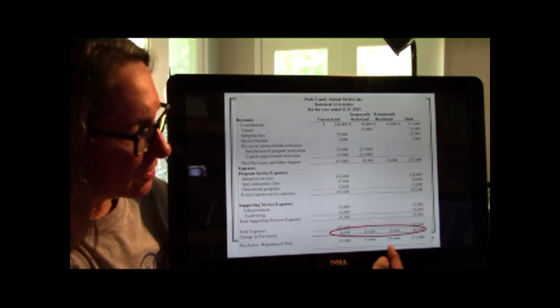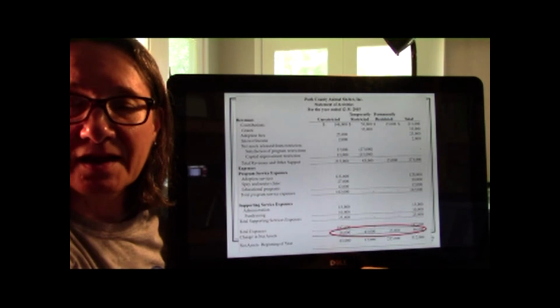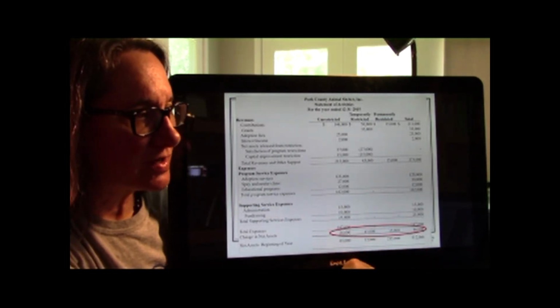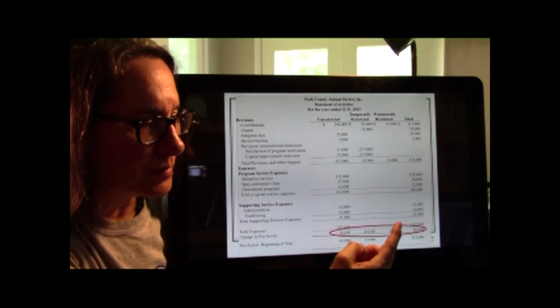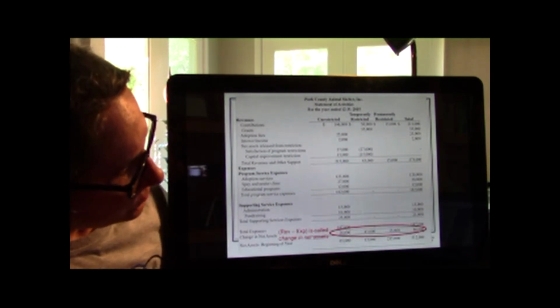And finally, revenues minus expenses is called change in net assets, right? Because we're not for profit, so it's not called net income. But it does change our net assets, and that moves over to the statement of financial position.